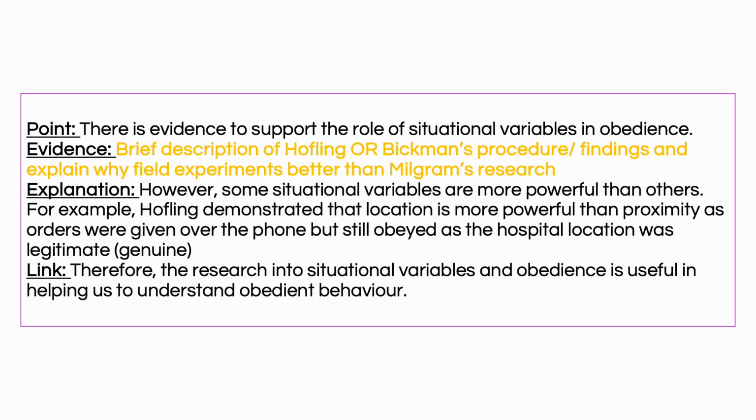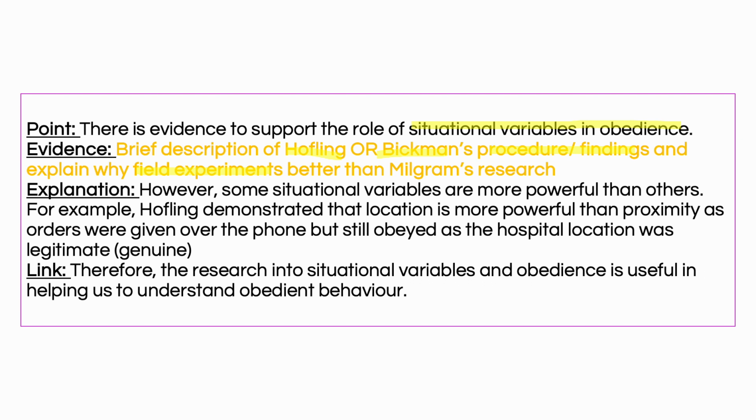starting with the evidence to support the role of situational variables in obedience. So you've got either Hoffling or Bickman that you can use as your evidence, depending on which one you feel most comfortable with. So you use the procedure and findings. Both of them were field experiments, so you can talk about the fact that they've got very ecologically valid findings, and then you further explain the point.